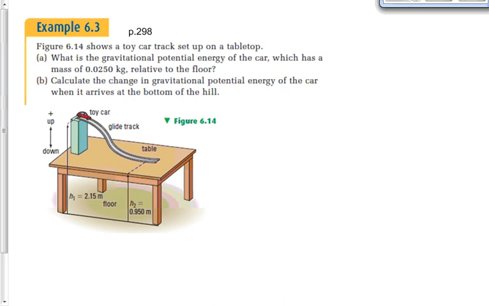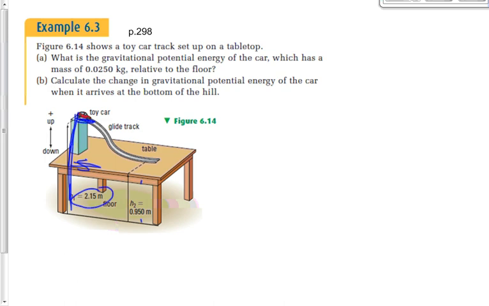Relative to the floor, we got a couple of different heights here. Okay, we know that the height of the table is 0.950. We could find easily the height of the toy car above the tabletop, but we also have the height relative to the floor, 2.15 meters. Which one do we want here? Three different heights. We want this one.